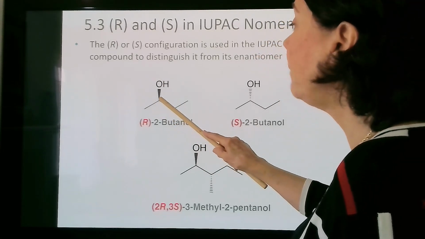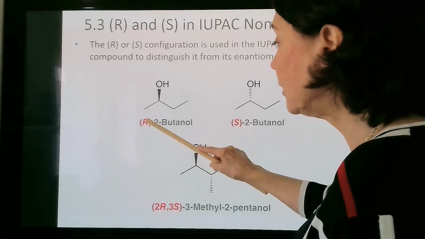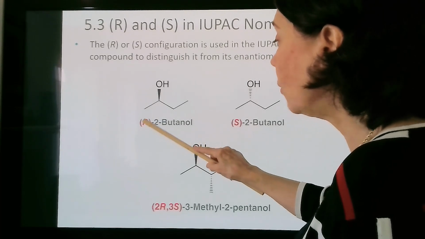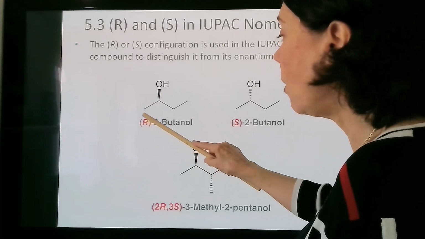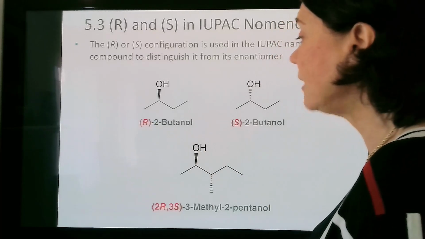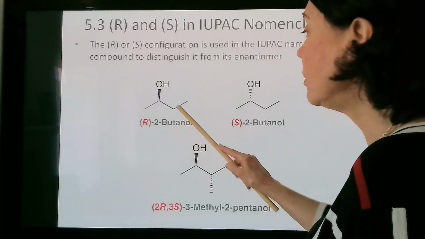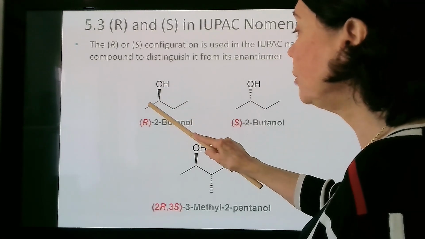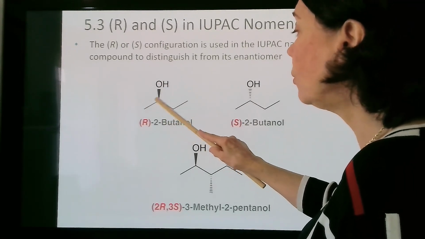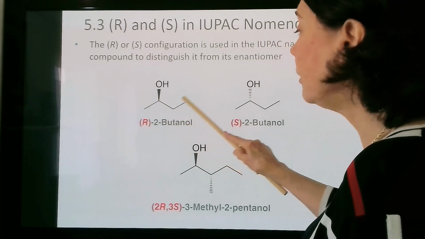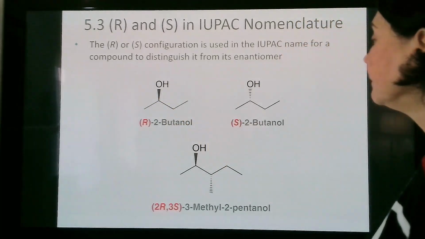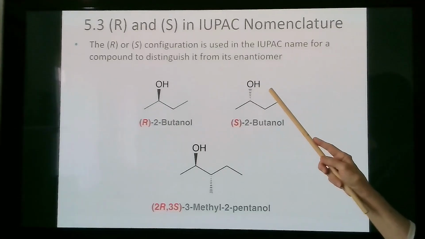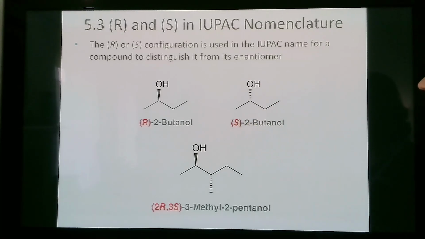The molecule will be the R isomer, and so it precedes the name of the molecule, this italicized capital R in parentheses followed by a dash. This is R-2-butanol. It's 2-butanol because the hydroxyl group is at the 2 carbon: 1, 2, 3, 4, at the 2 carbon. Okay? And this is its mirror image, so it is S.